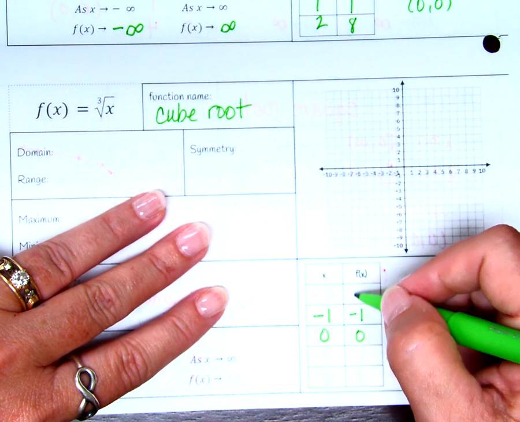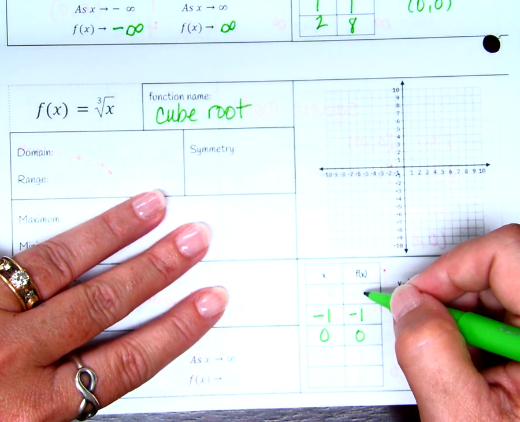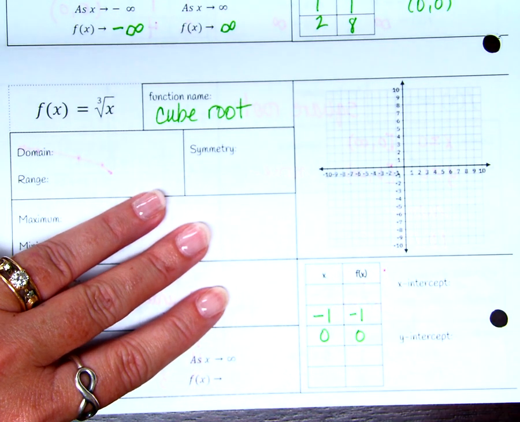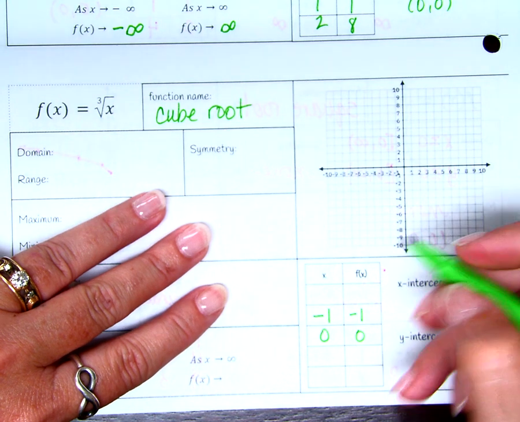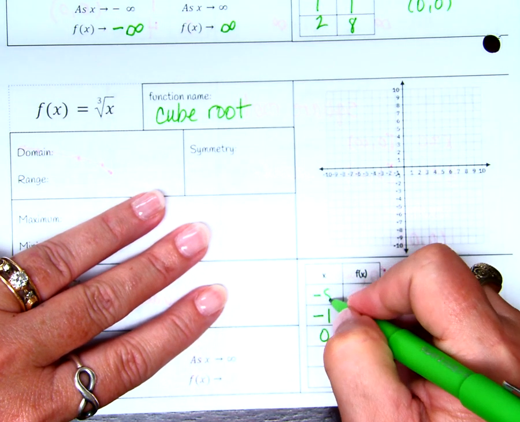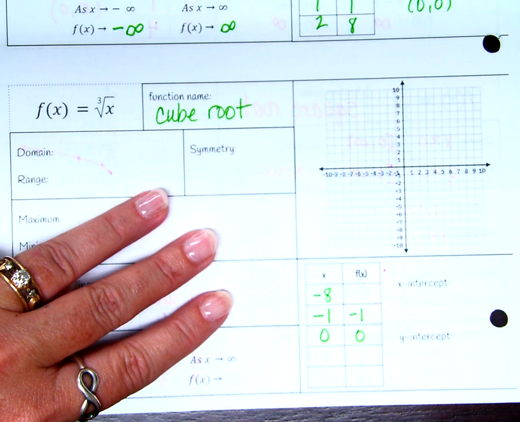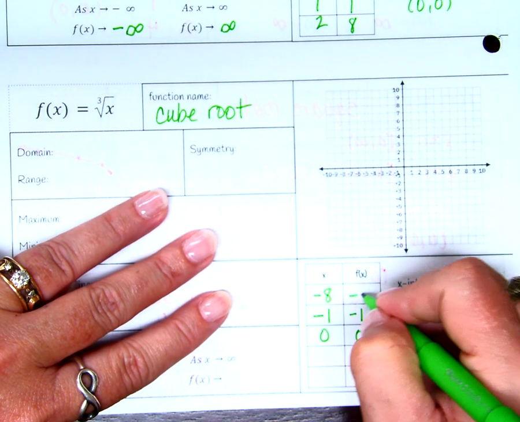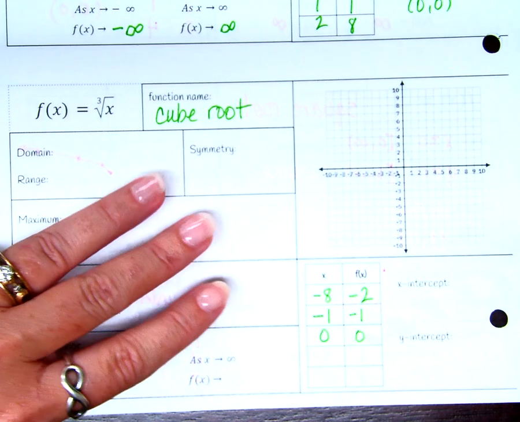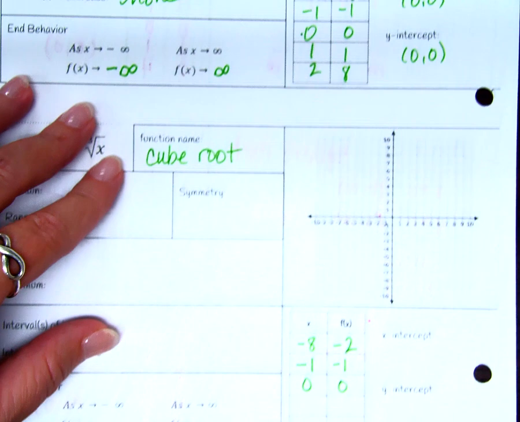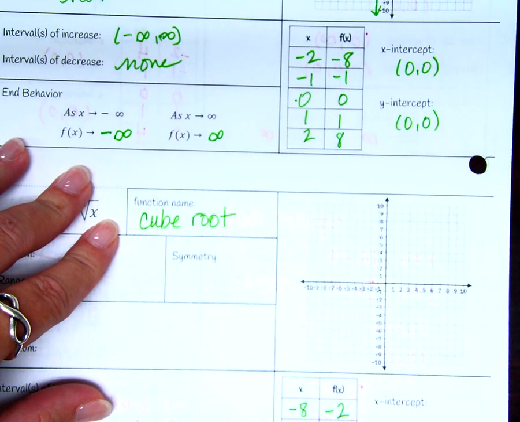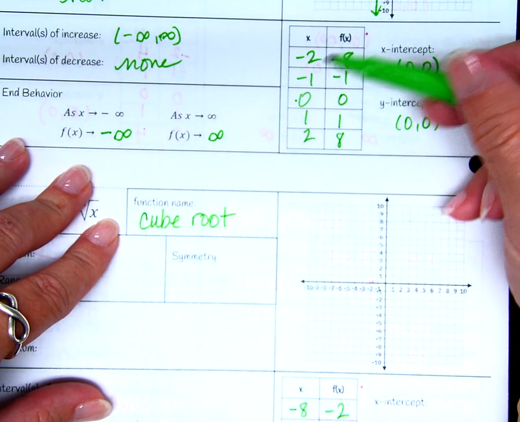Think about what I want this number to be, and then multiply that number by itself. So how about -8? Because what times itself equals -8? -2. Do those numbers seem familiar to you? Well, look. They're just backwards of what we have here.